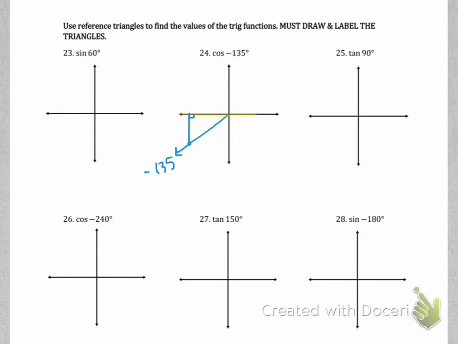Now remember, what did we say the measure from here to here was? Well, that was 45 degrees, right? Because when we measured our 135 degree angle, we went 90, then another 45. So would you agree with me that I could put down here that this angle measure is 45? And if that's 45, this is 45. So this is a 45, 45, 90 triangle.